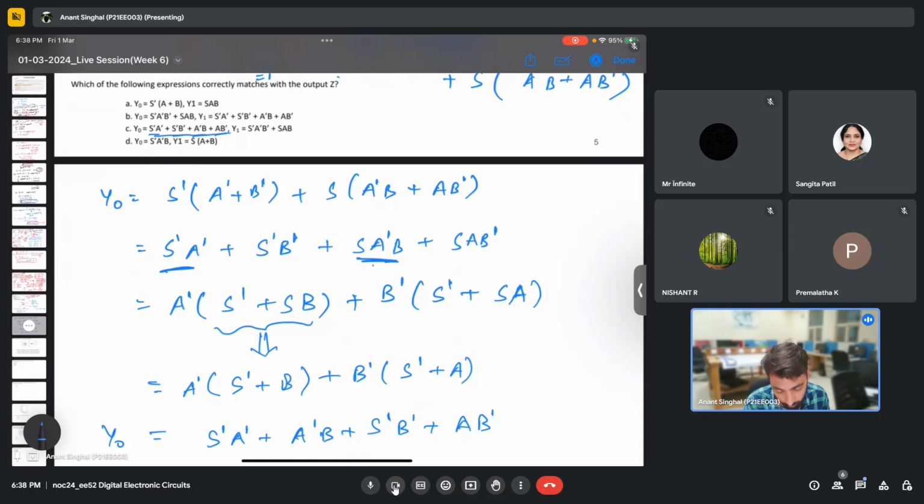So we, I guess, have already got the answer because there is only one option in which there is this y naught. But just for the sake of conceptual clarity, we will also calculate this y1. So I'm calculating the y1 also now.